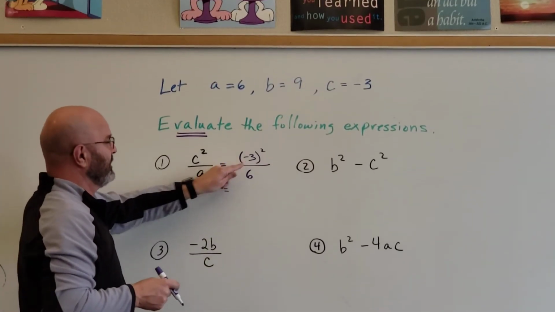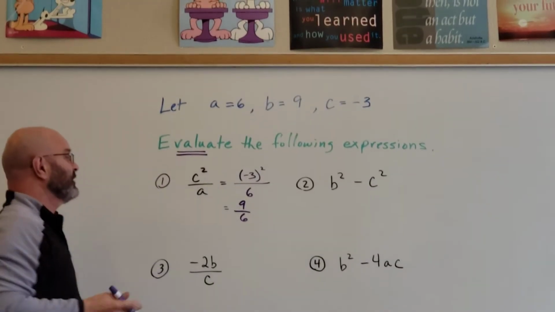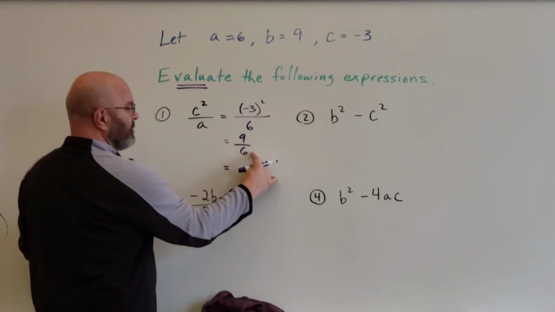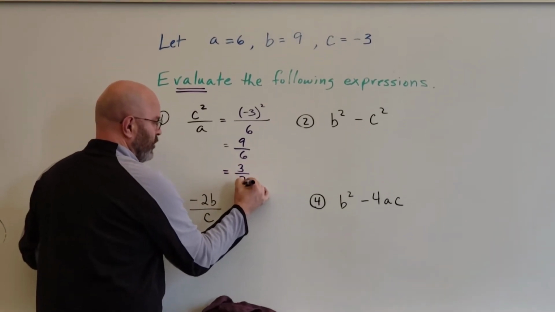This means -3 times -3, which is 9. And so now it looks like we have 9 over 6. But 9 over 6 does simplify. I'm going to divide both the top and bottom by 3. And so that should give us a final answer of 3 over 2.